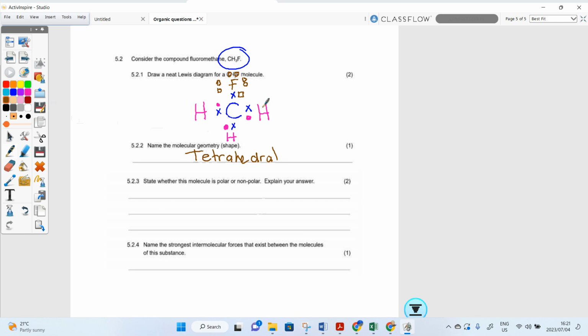The fact that it's tetrahedral doesn't mean that it's symmetrical. If it was CH4, then it would be a C with an H and an H and an H and an H. This is still tetrahedral. So they're both tetrahedral, but are they both symmetrical? No. Which one's symmetrical? The CH4.